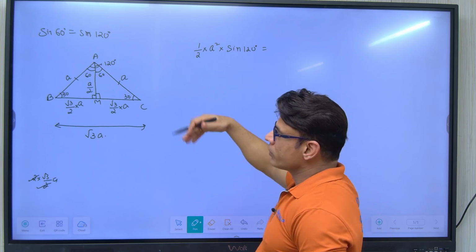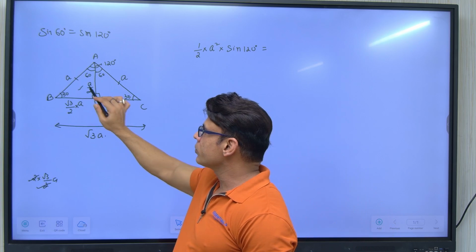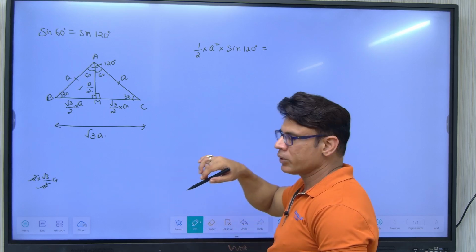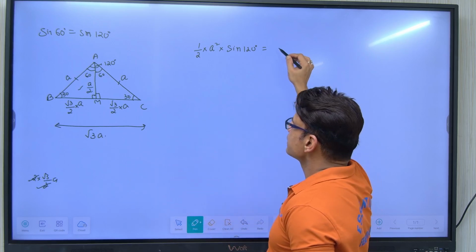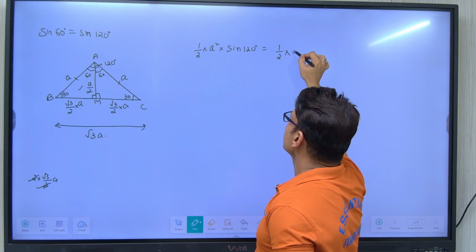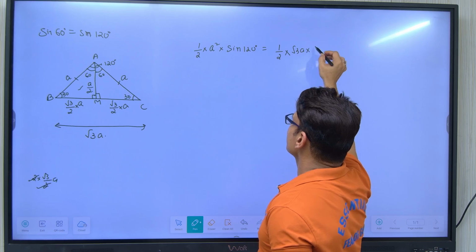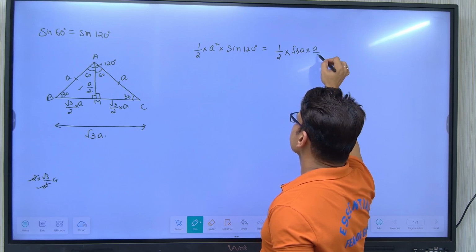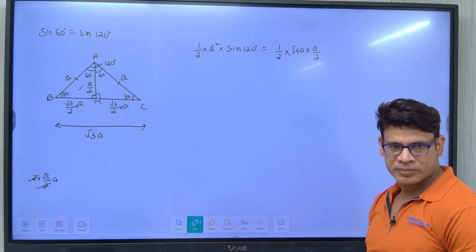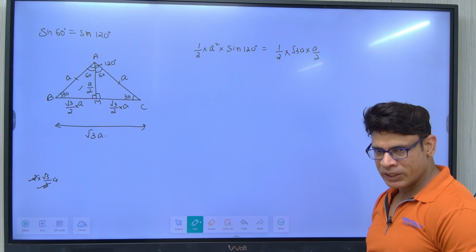Now if I find the area of this triangle and multiply by 2, it will give the area of the whole triangle. So now find the area of this triangle using half into base into height. Half into base is root 3a into height is A by 2. Yes, half into base into height will be this only.